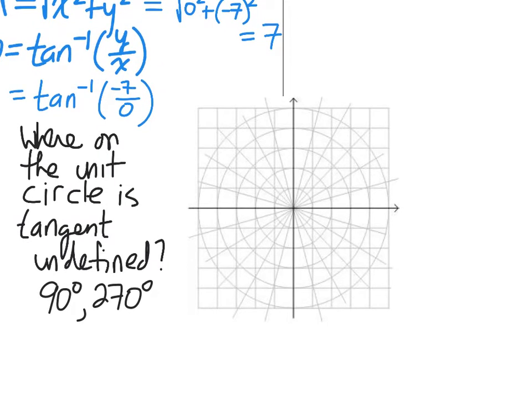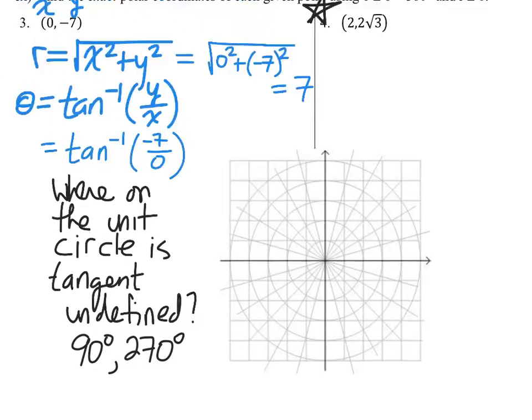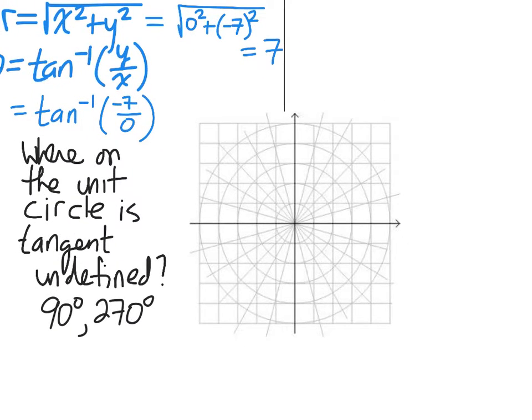All right, so if I were to plot this set of coordinates, 0, -7, on the rectangular coordinate system, 1, 2, 3, 4, 5, 6, 7, it would be somewhere around here, 0, -7.